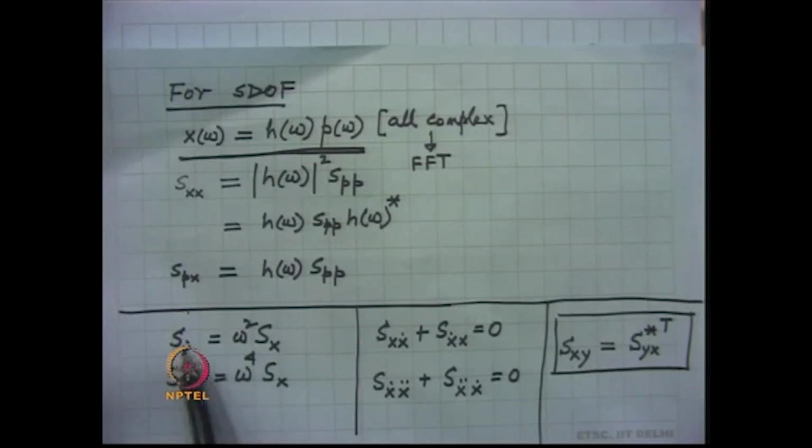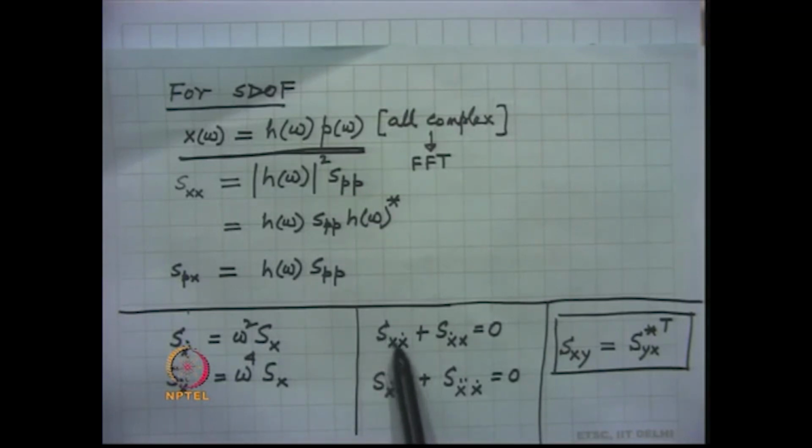Now, in case when this x dot and x are vectors, then they are matrices, and the power spectral density matrix of velocity is related to the power spectral density function of displacement, again through this relationship, only that this changes to matrices.